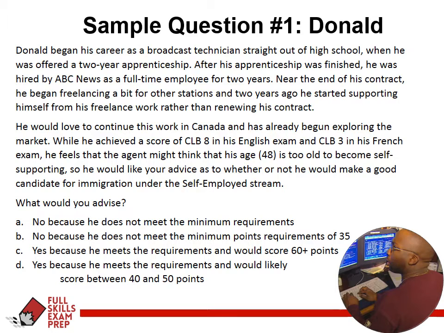We have A, no, because he does not meet the minimum requirements. We have B, no, because he does not meet the minimum points requirements of 35. We have C, yes, because he meets the requirements and would likely score 60 or more points. And we have D, yes, because he meets the requirements and would likely score between 40 and 50 points.